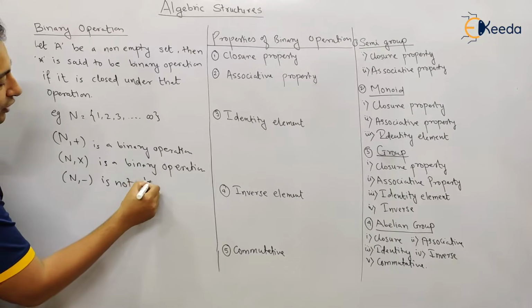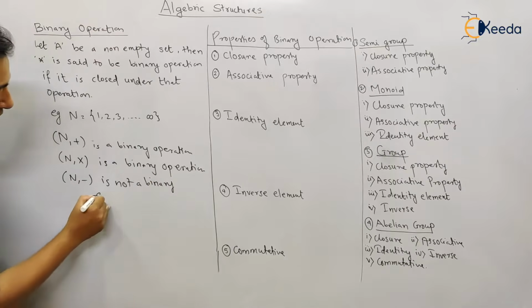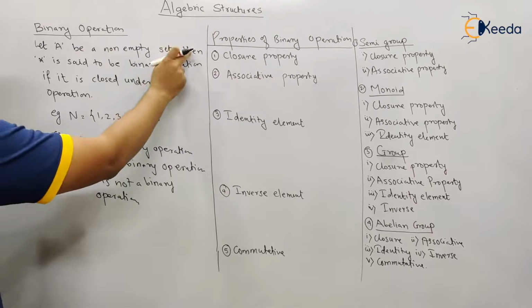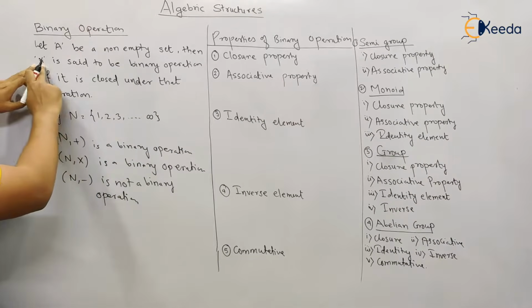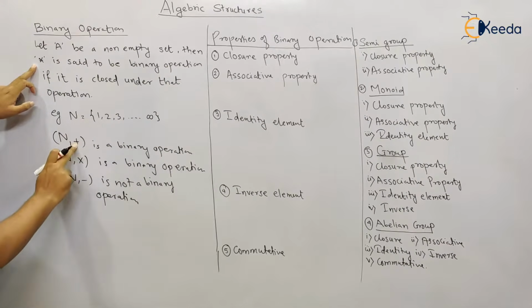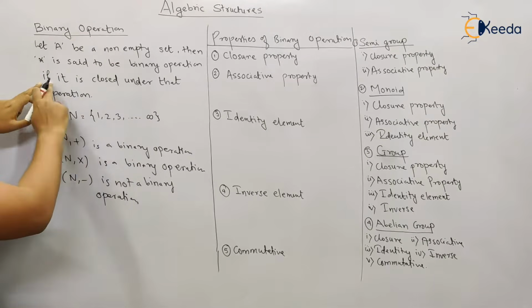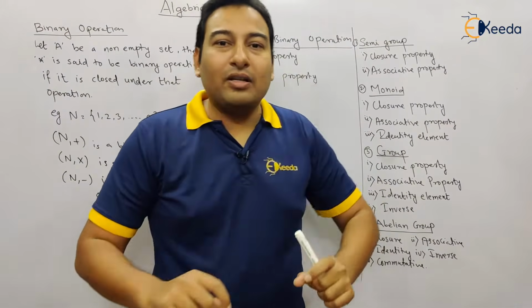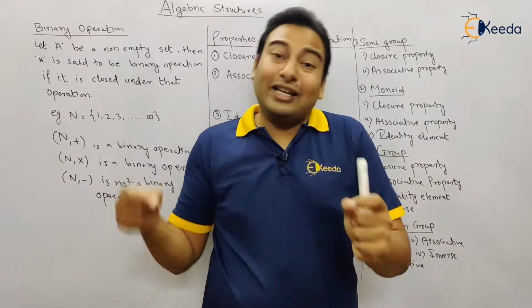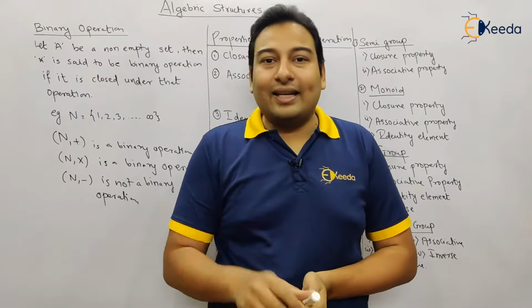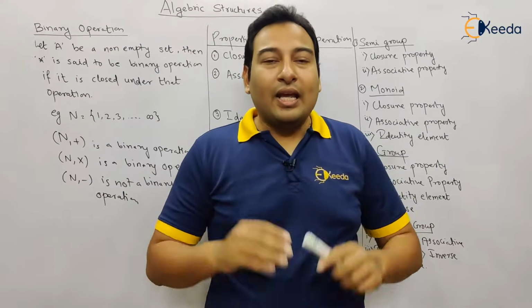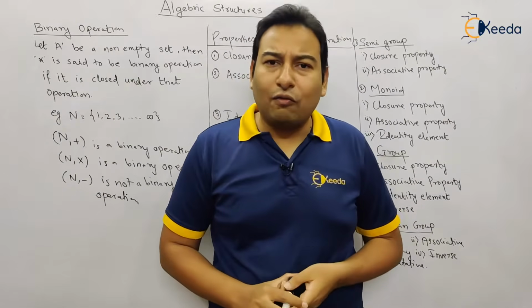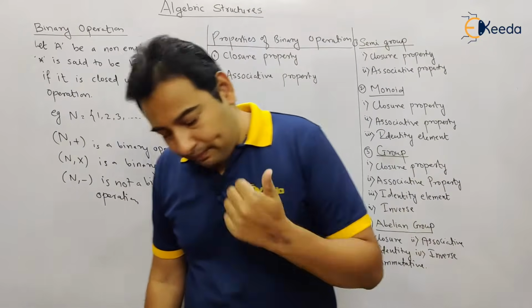Is this definition of binary operation clear? So what is the definition of binary operation? Let A be a non-empty set, likewise here it is N. Star is said to be a binary operation, likewise plus or multiplication, if it is closed under that operation. That means take any two numbers, perform that operation. If the result is also present in that set, then it is called a binary operation. If it is not present, then it is not a binary operation. Is this definition of binary operation clear? Yes, let's move on.